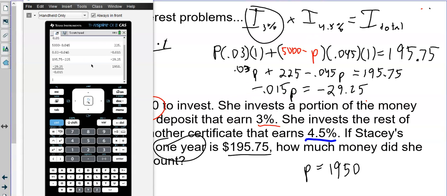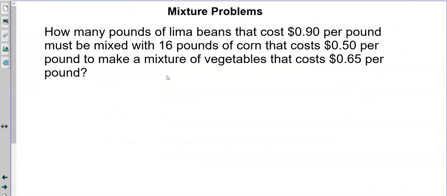And then at that point, you would just solve this equation. I showed my work. I did some of the multiplication in the calculator, and I got P equals 1950. Of course, the question asks how much did she invest at each amount. So this one was at the 3% investment. And then 5,000 minus 1950 is $3,050 at the 4.5% level. And so you can figure it out that way. You had to set up the equation and solve.